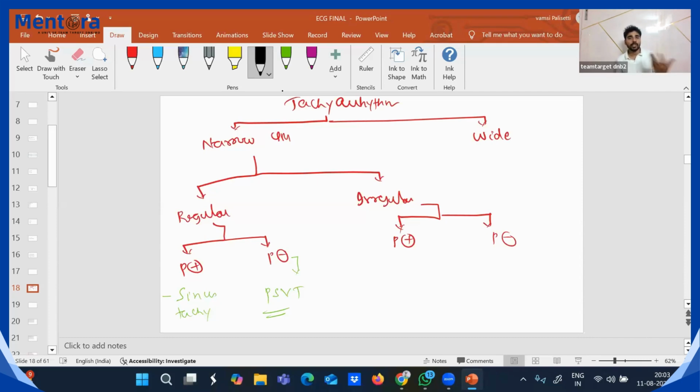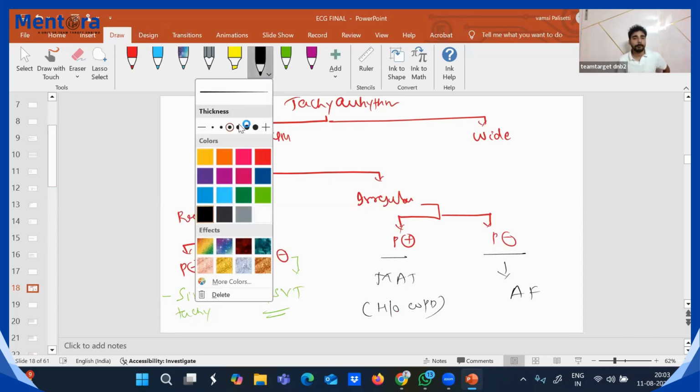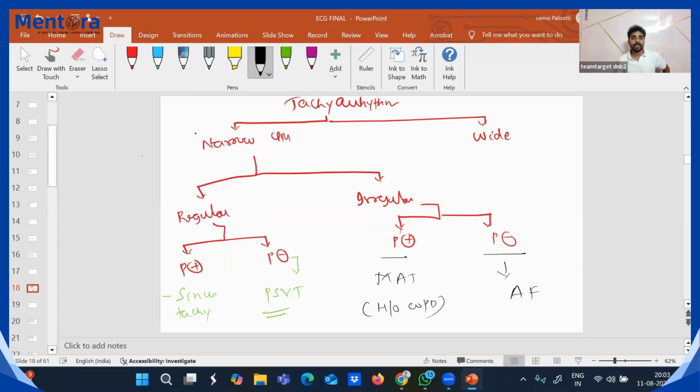Right? Now comes the irregular. You saw the ECG, narrow complex is there. It's a tachyarrhythmia, narrow complex. You saw the rhythm is irregular. Then you again go for P wave present or absent. P wave absent, you already know it is atrial fibrillation. Simple. If P wave is present, it is your multifocal atrial tachycardia, especially in a patient who has a history of COPD. That's it. Right? Clear? This flowchart is clear?